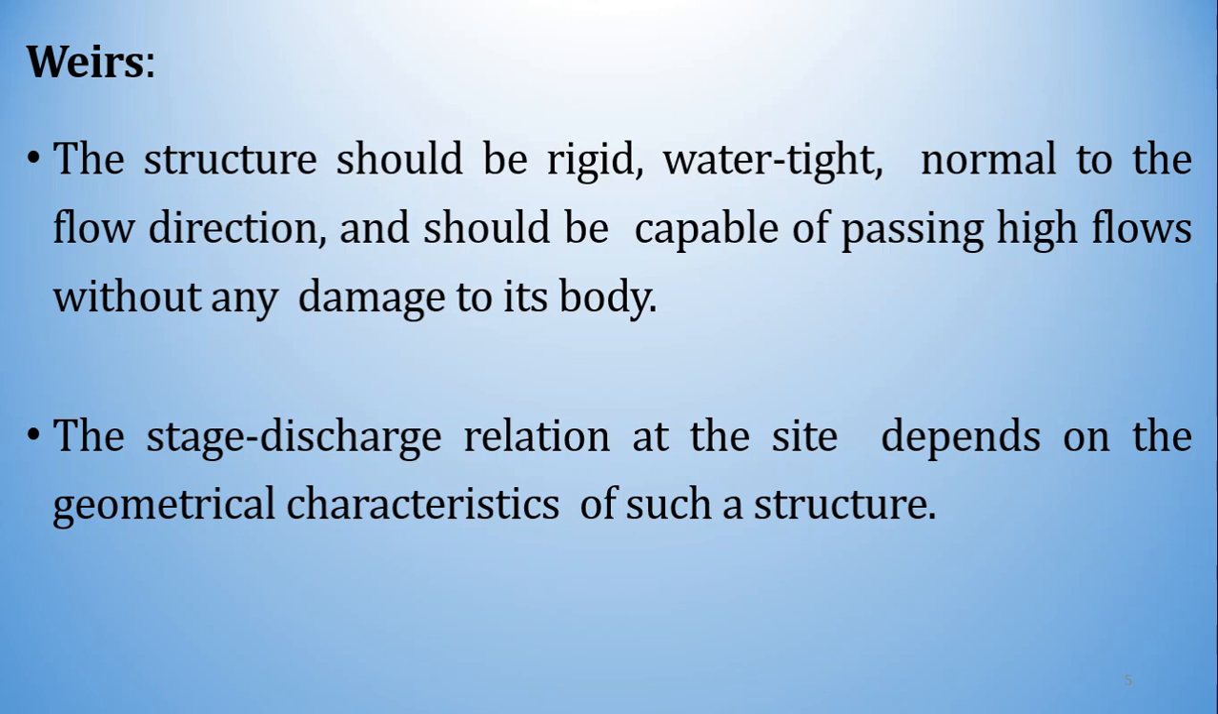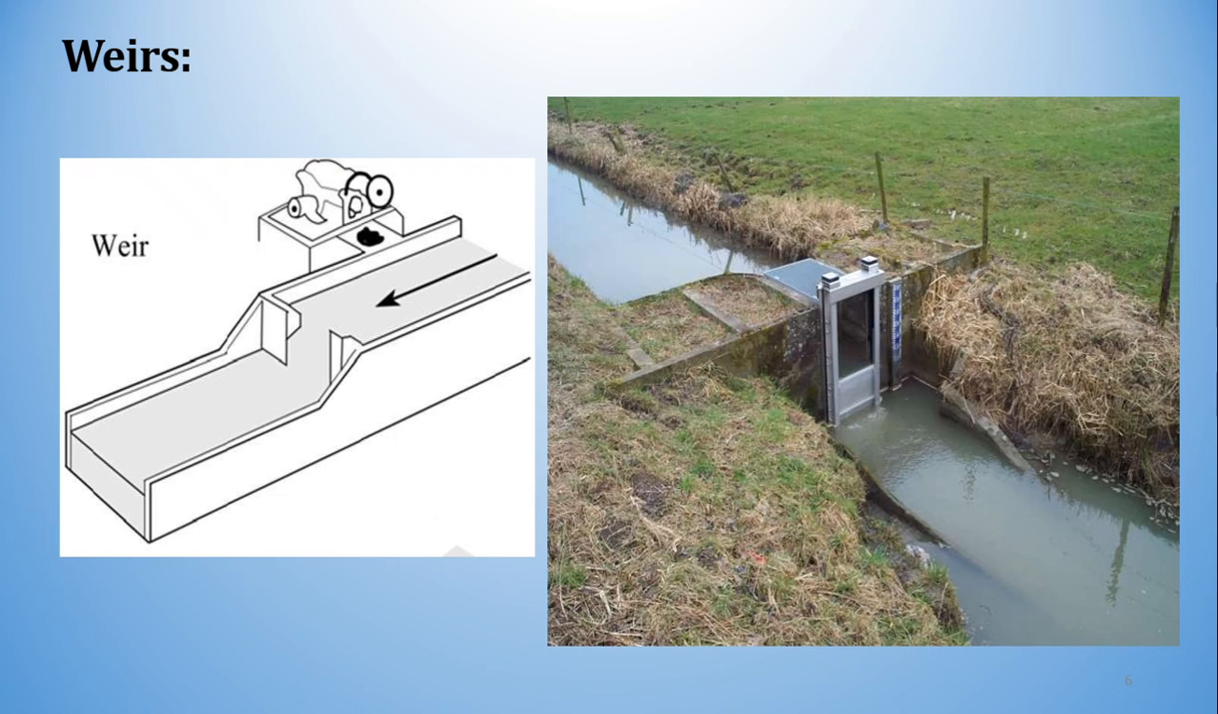The stage discharge relation at the site depends on the geometrical characteristics of such a structure. So this is a typical weir. You might have seen the weir in case of canals which obstruct the water and simultaneously measure the stage, which has a correlation with the discharge. You can measure the discharge by using this particular stage.